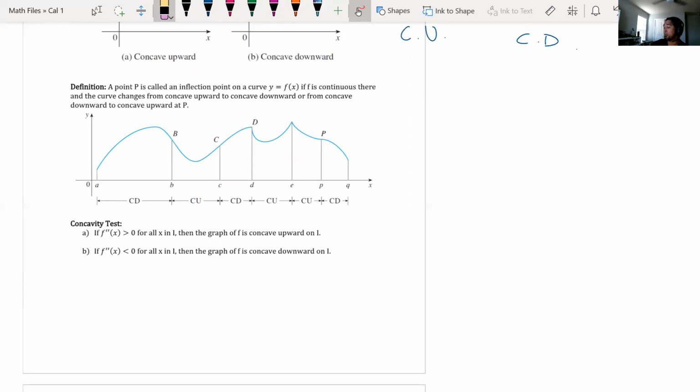So maxes and mins come from the first derivative, concavity comes from the second. So let's try it all out.